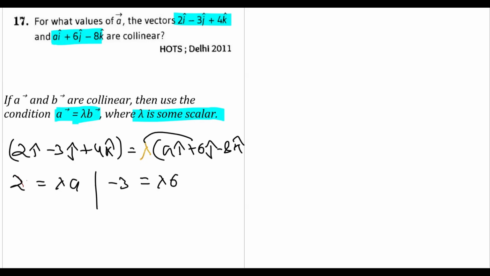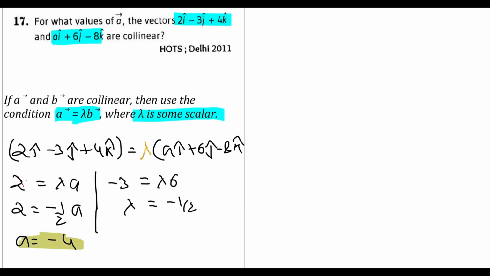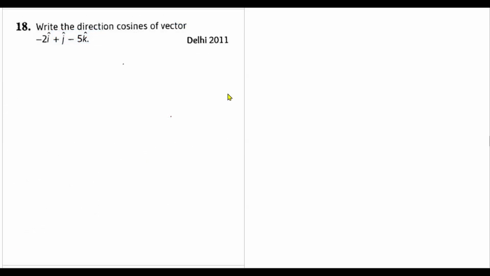From the second equation, what you can see is that lambda comes out to be how much? Minus 1 by 2, on transposing 6 to the other side. Now if I replace this lambda over here, this is 2 and I'm replacing lambda with minus 1 over 2 times A. So on cross multiplication, we get A as minus 4. So we'll say that minus 4 is the value of A in this case.